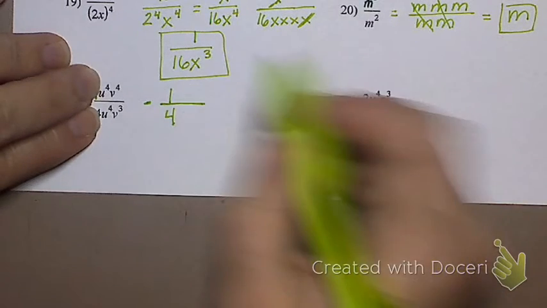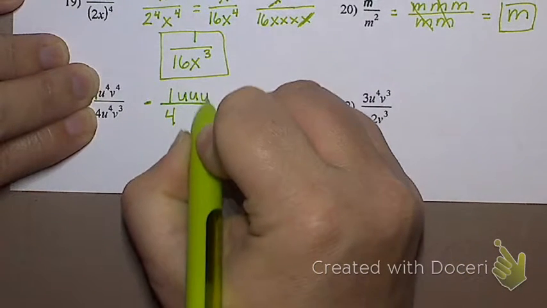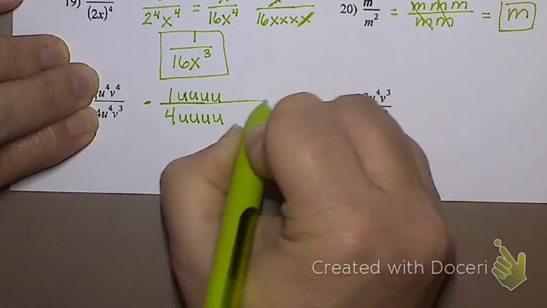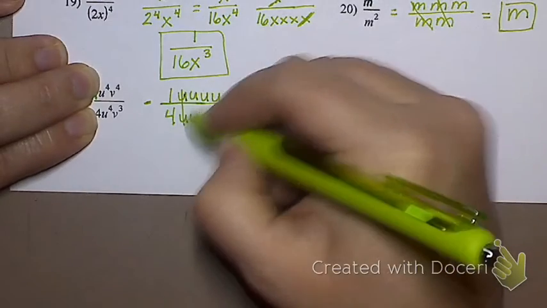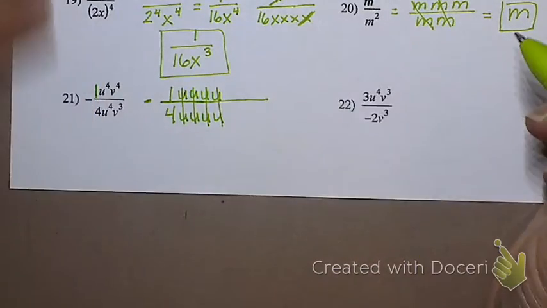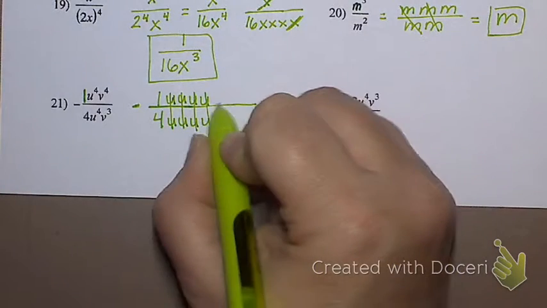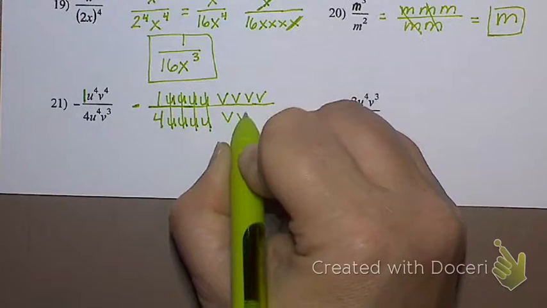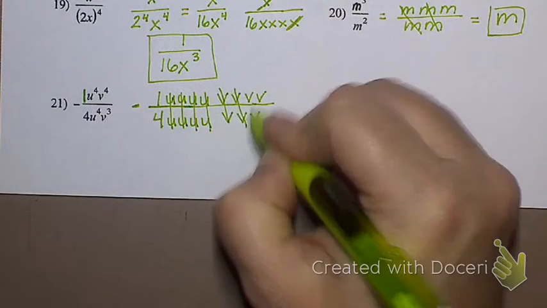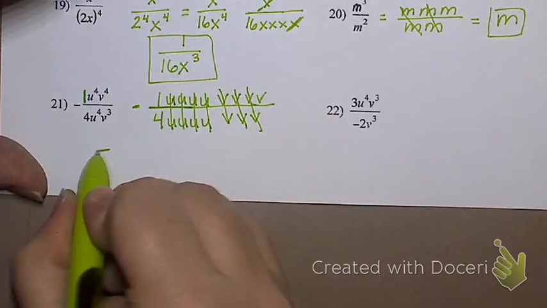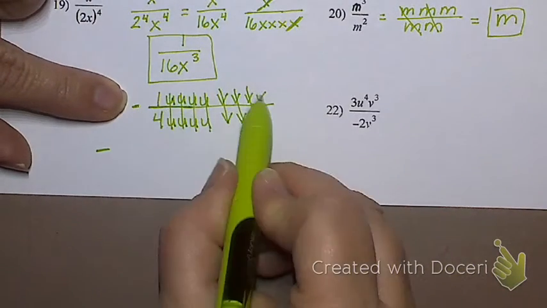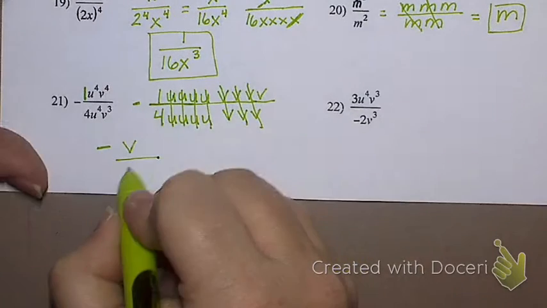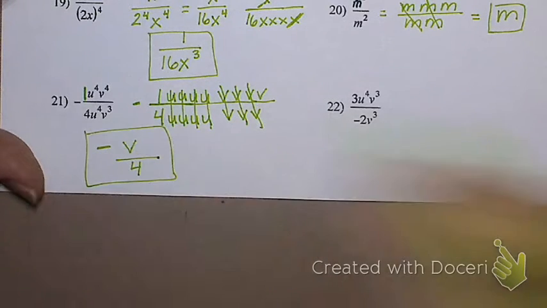Now let's talk about the u's. I have 4 u's on top and 4 u's on bottom. Now if I see what's going on, I don't have to write out all those u's, right? Cancel, cancel, cancel, cancel. There's not going to be any u's left. How many v's are on top? 4 v's on top, and on bottom? So let's see. Cancel, cancel, cancel. So I have a negative fraction, because that doesn't change. On the top, I have 1 v. So I can just call that v. And on the bottom, what do I have? Just the 4. That's it.